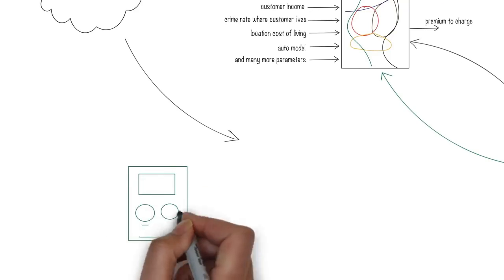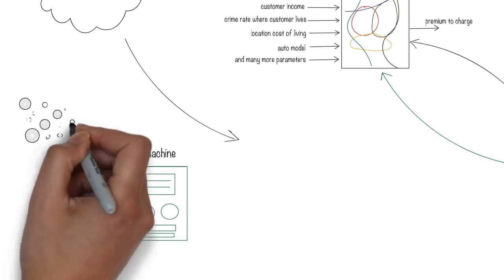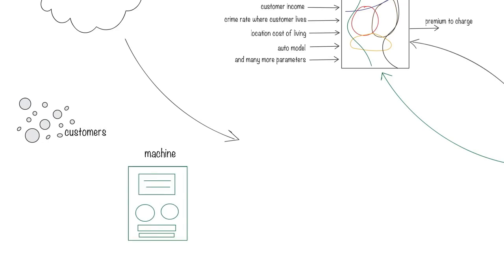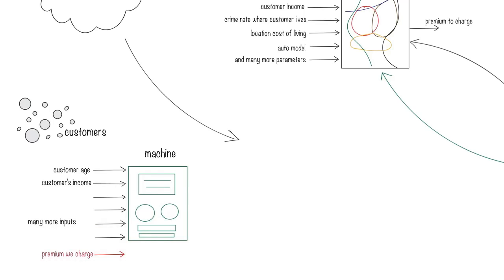How does machine learning work? Let's continue with our insurance example. Say we have lots of information about existing customers that include their personal information, where they live, what type of car they own, and how much premium they're paying. The insurance premium is a function of all those factors.